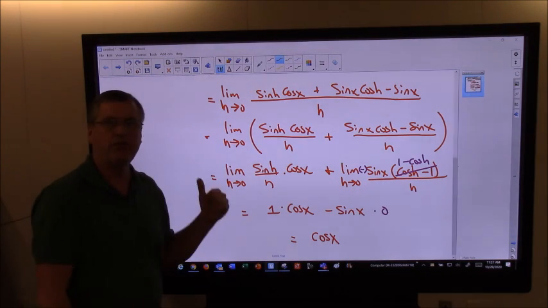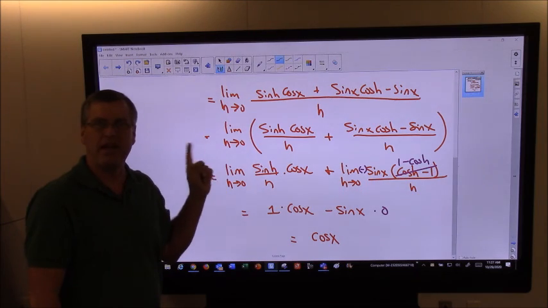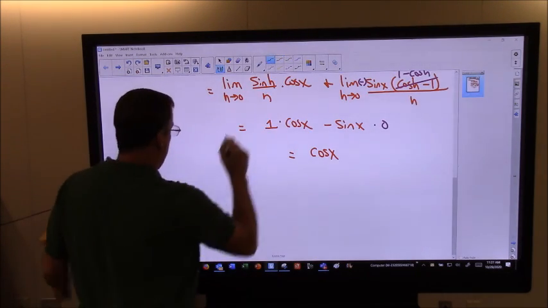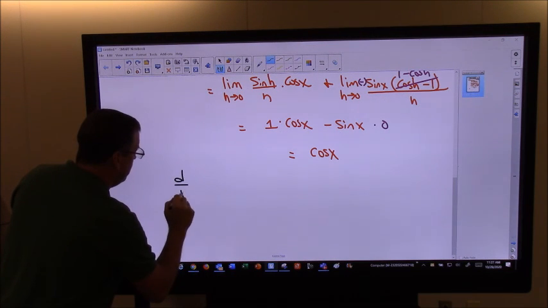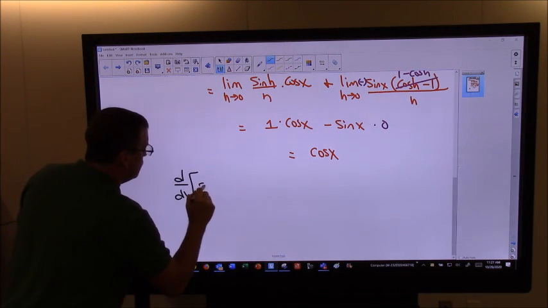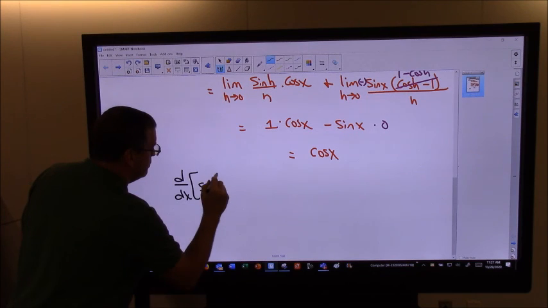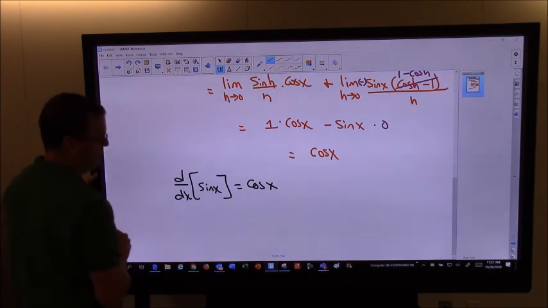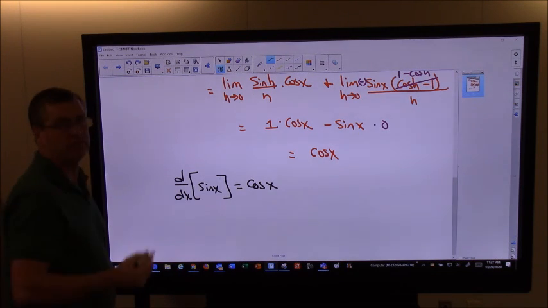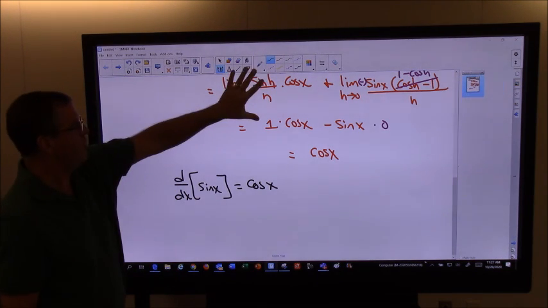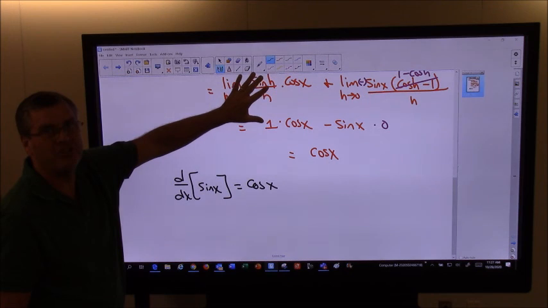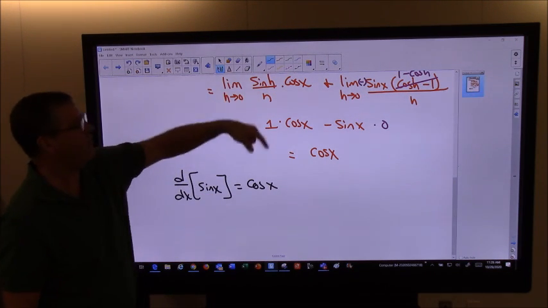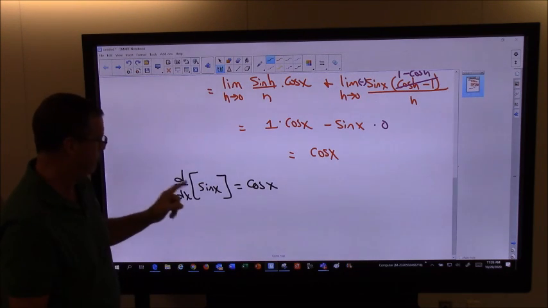I don't ever want to do this again. Because I now know the answer, I have a shortcut. The derivative of sine of x is equal to cosine of x. That's it. You can go through this whole process if you want to, but I sure wouldn't. We know what the answer is. It's always going to be the same. Why go through this over and over again? There's our shortcut.